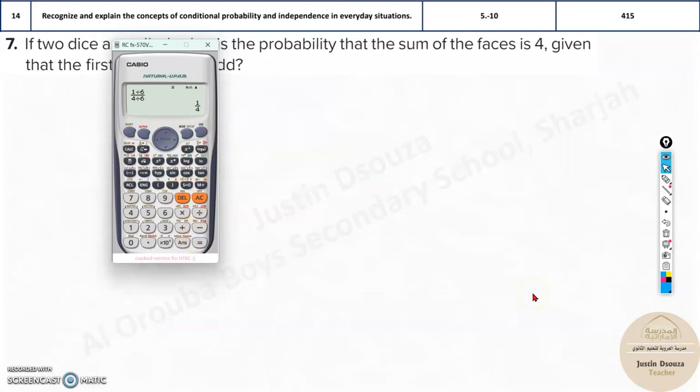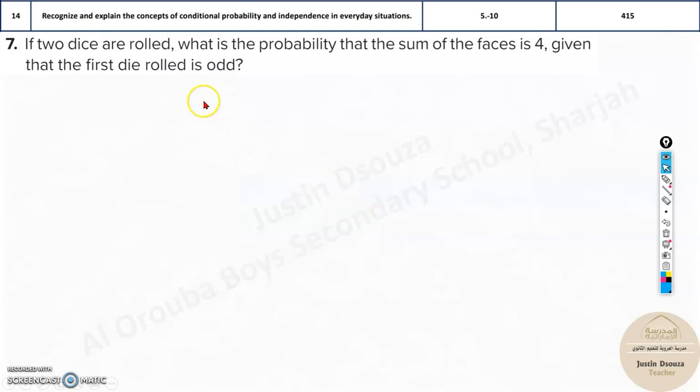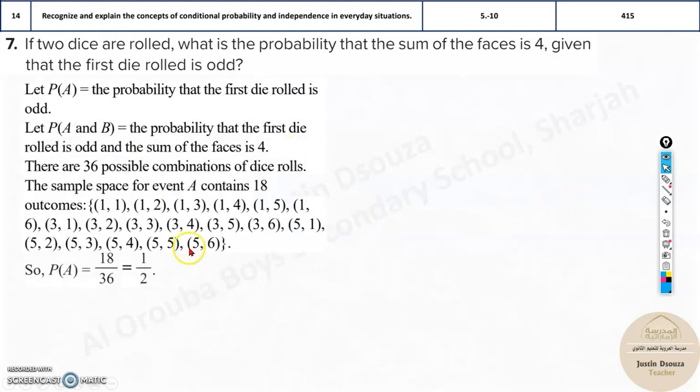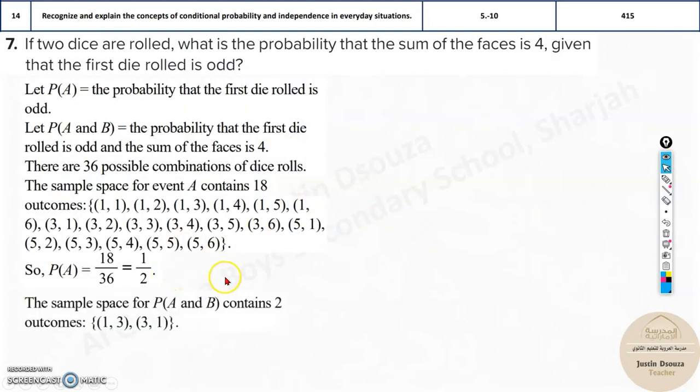Okay, anyways, so that's the thing. Now similarly, please do solve. This one is a little different. Let's solve this together. If two dice are rolled, what is the probability that the sum of faces is 4?